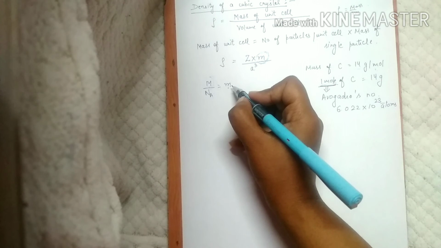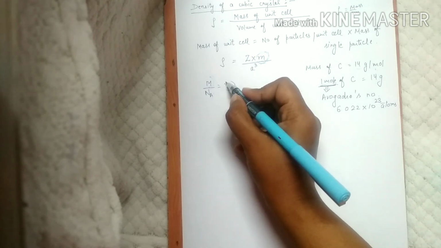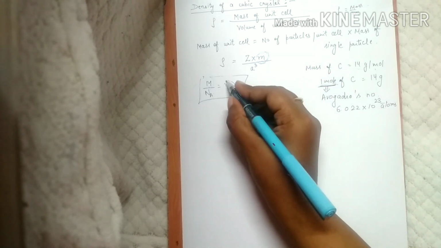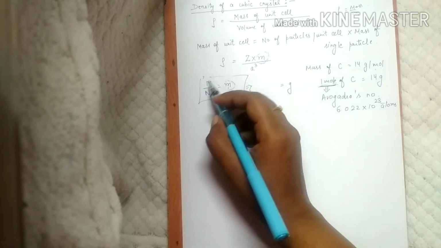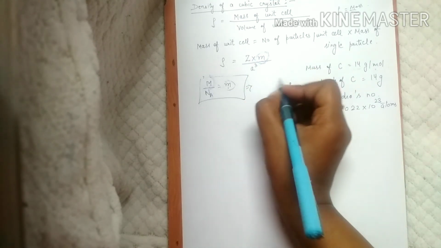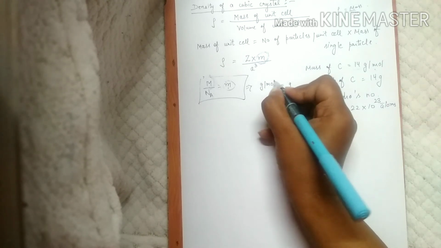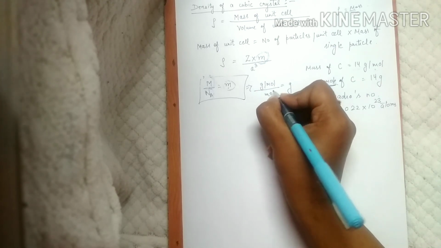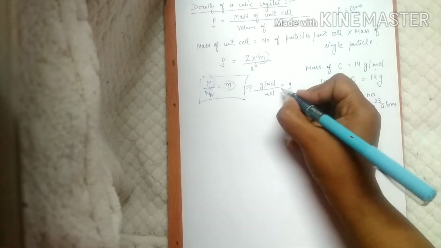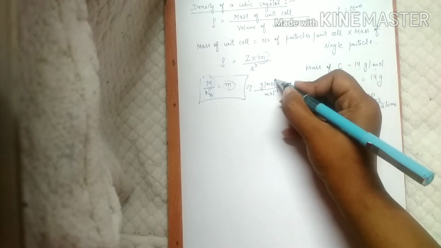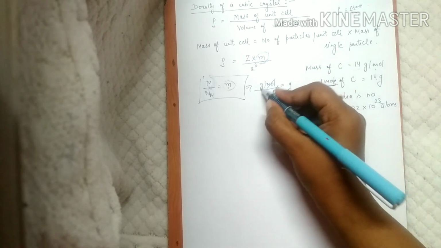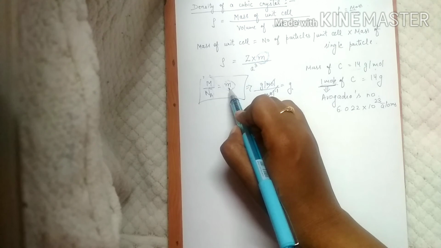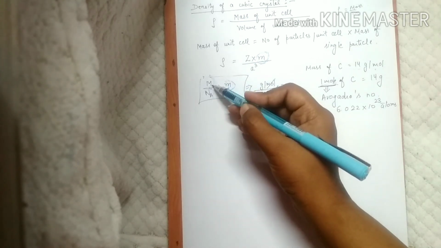Here m is mass of single particle. If we want the mass of single particle, then in terms of unit, the mass of one particle will be in gram. Here mass of Avogadro number of particles, that will be in gram per mole. Okay, and unit of Avogadro number will be equal to per mole. So what happens? This one and this one cancels out and we get gram is equals to gram.